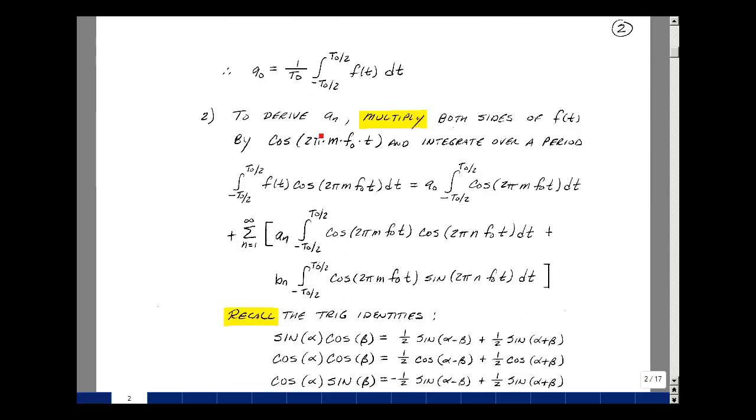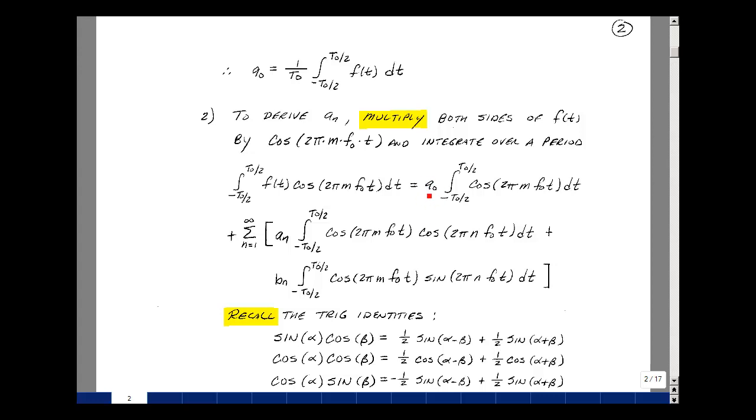Next, to find the term a sub n, let's multiply both sides of f of t by the cosine of 2 pi m f naught t and integrate over a period. The left-hand side of the equation had f of t. We're going to multiply that by our cosine dt and then integrate from minus t0 over 2 to t0 over 2. Now on the right-hand side of the equation, do the same thing.